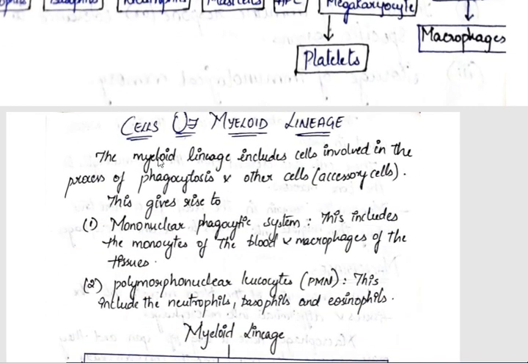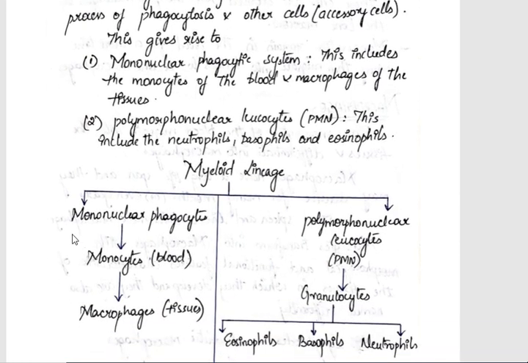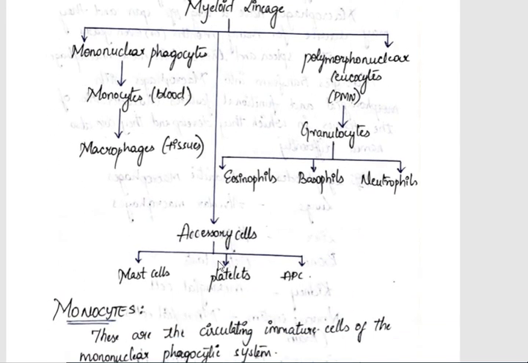Okay, let's begin. The myeloid lineage includes cells involved especially in phagocytosis, and other cells like accessory cells too. That means cells of either mononuclear or polymorphonuclear nature are both phagocytic. Along with these two systems, we also have the accessory cells, which are called mast cells, platelet cells, and antigen presenting cells.